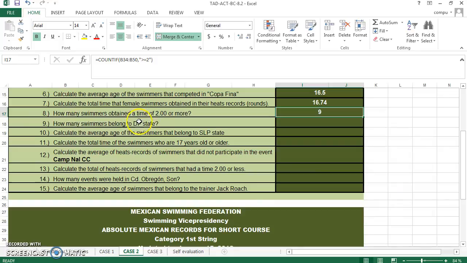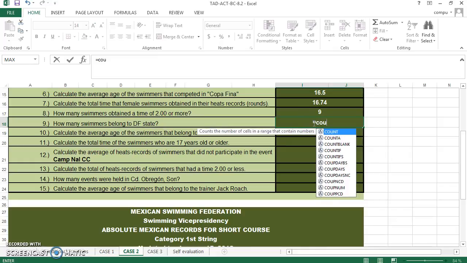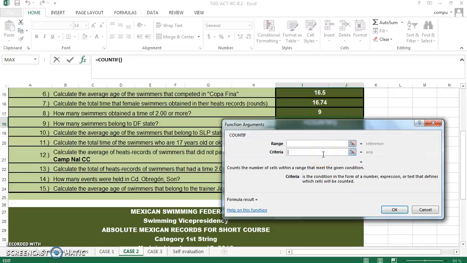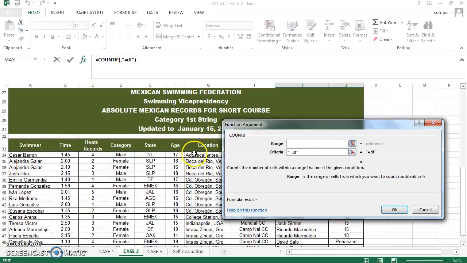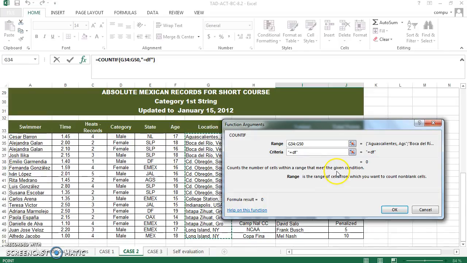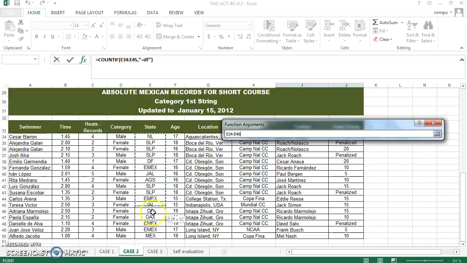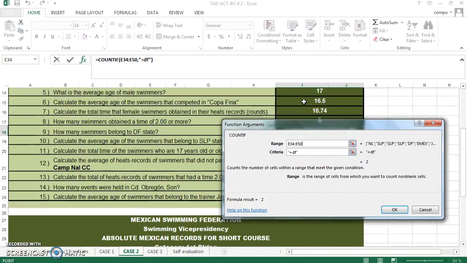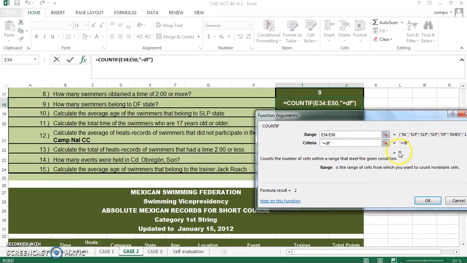How many swimmers belong to the DF state? Then COUNTIF, and now my condition is equal to DF, and the location is on column G. It's on the state on column E, and we're having only two swimmers from this location.